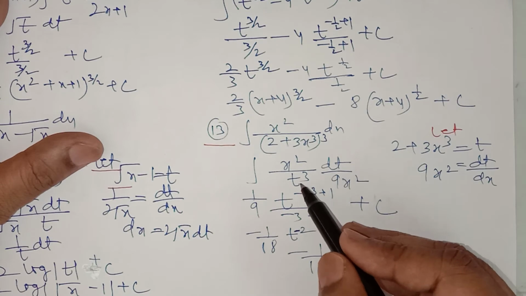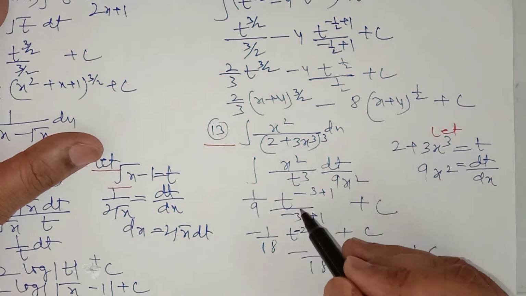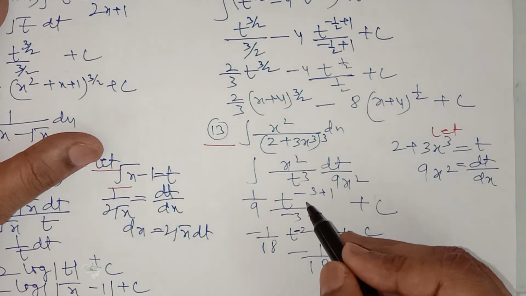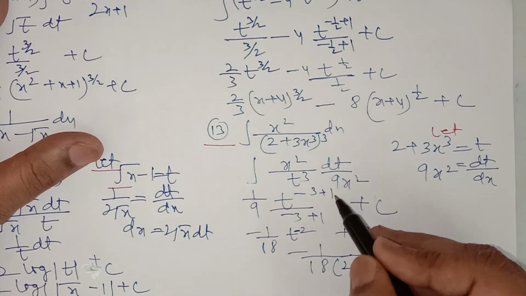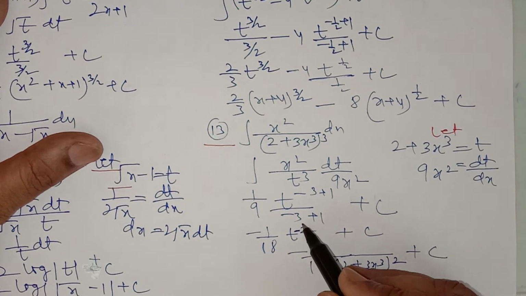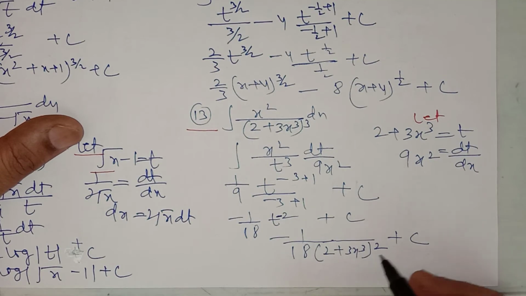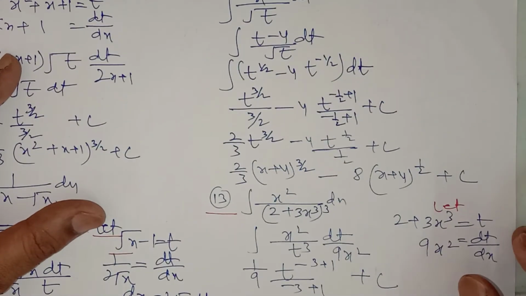You have to integrate only t to the power minus 3. You can put one step more before this. So the integration of t to the power minus 3 is t to the power minus 3 plus 1 upon minus 3 plus 1. It will be t to the power minus 2, so it will become 1 upon t square, and replace the value of t as 2 plus 3x cube, whole square. So this is question number 13.